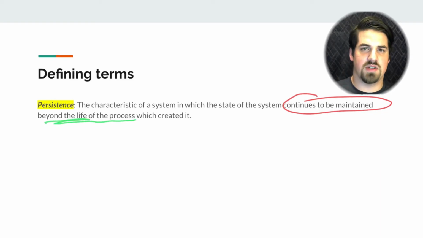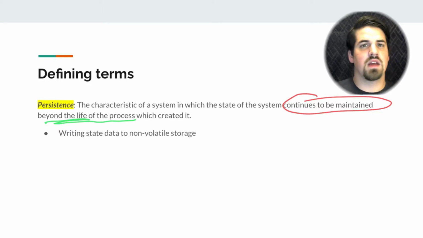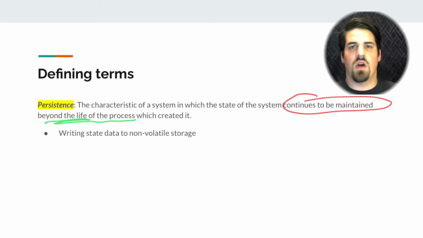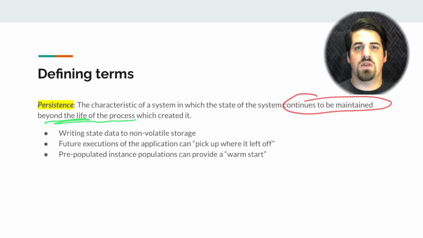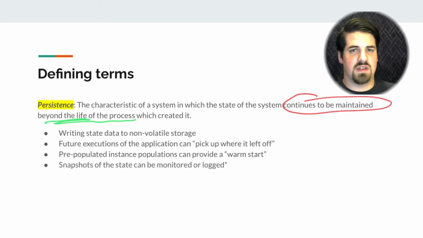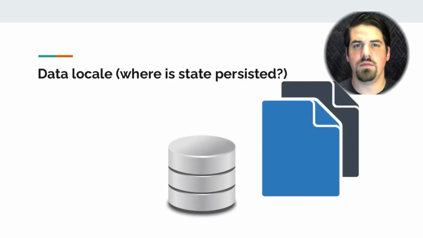A couple other characteristics of a persistent system, or capabilities of a persistent system, is writing to non-volatile storage. So typically the state is maintained through some storage mechanism which isn't dependent on the memory of the system. This allows future executions to just pick up where it left off in the previous execution. Sometimes we use pre-populated instance populations to give the system a warm start. We'll talk about that a little bit later. And we can save snapshots of the system state and do what we want with them.